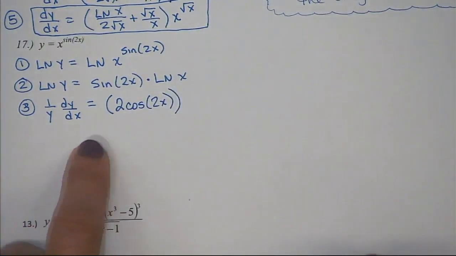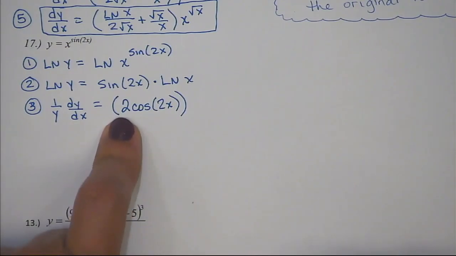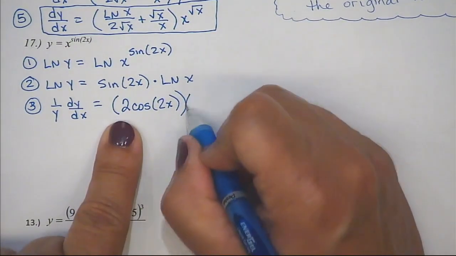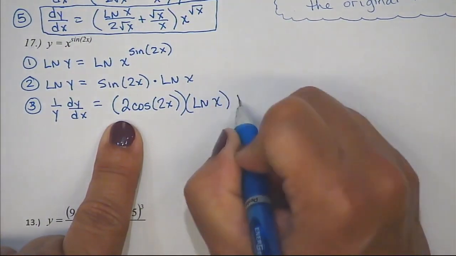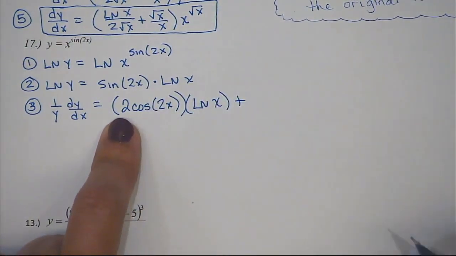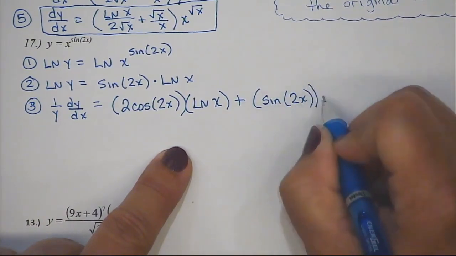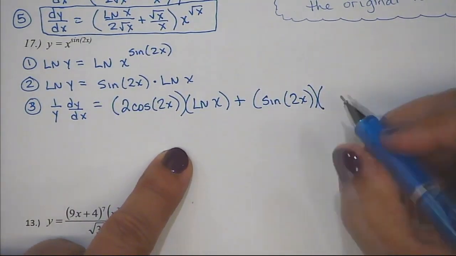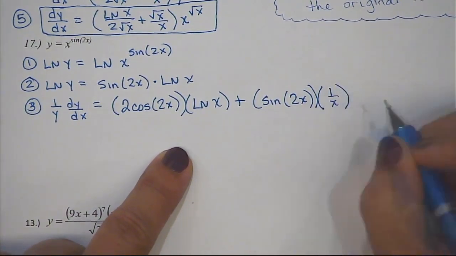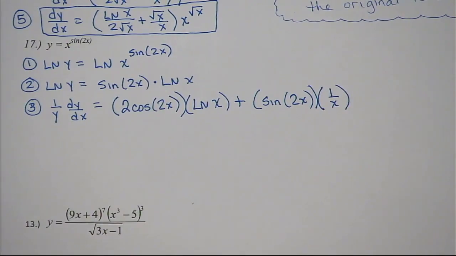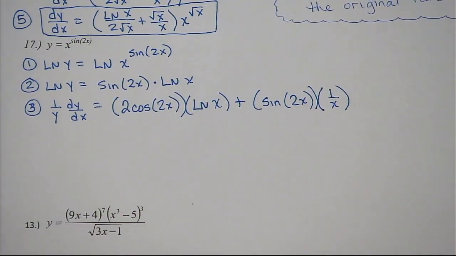Throw anybody off by doing that? So put the 2 out front instead of in the back. All right, times the second, leave it alone. Plus the first, sine of 2x, times the derivative of the second. So derivative of natural log is 1 over x. All right, so not a whole lot of cleaning up. So I'm just going to get rid of some of those parentheses on this next step.